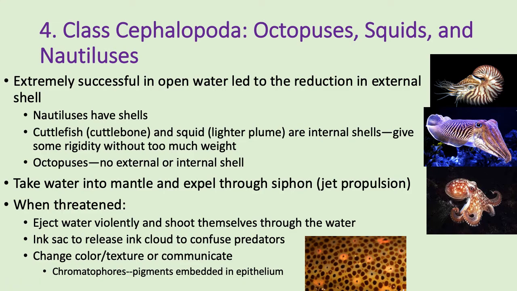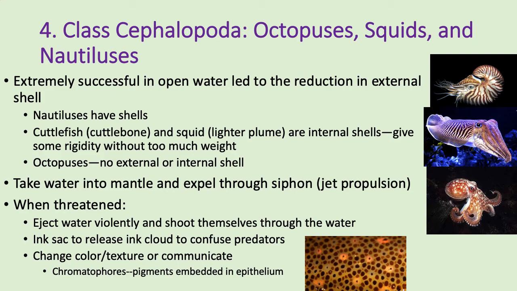They tend to live in open water, and they are extremely successful in that open water. So as a result, they've kind of lost that external shell because they're active predators. Nautiluses still have their shells, as you can see here in this top panel. Cuttlefish have a reduced shell called the cuttlebone, it's internal. And squid also have an internal shell called the gladius, or pen. Kind of gives it a little bit of rigidity, but not too much weight. And then octopuses have no external or internal shell.